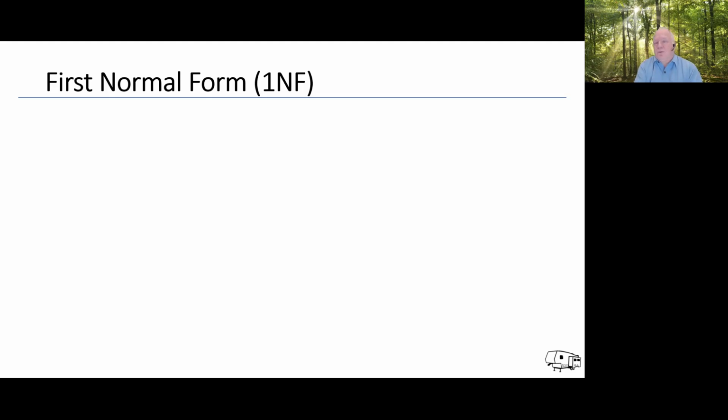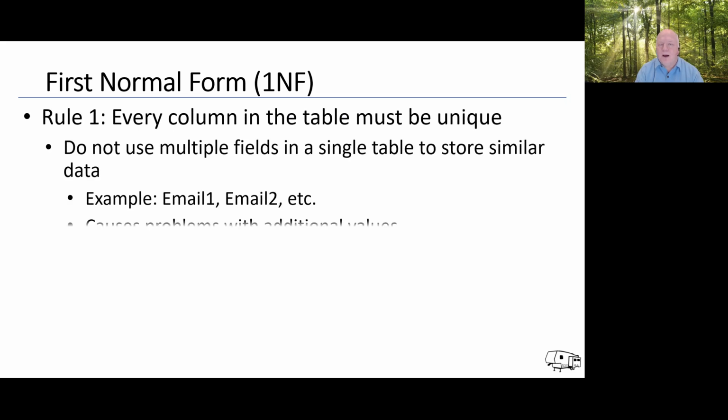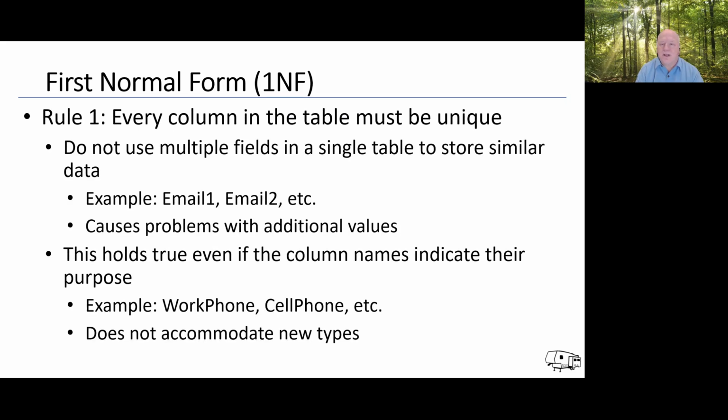So the first normal form that we're talking about, and basically when we talk about a normal form, we're talking about a set of rules for a normal form. So in this first normal form, the first rule is every column in the table must be unique. So that means you do not want to use multiple fields in a single table to store the same data. And yet we see this a lot in our environments where we have email 1, email 2, or we have phone 1, phone 2, or something of that nature.